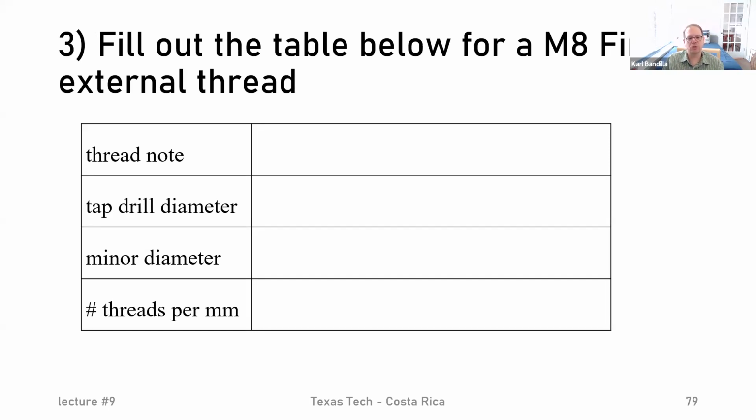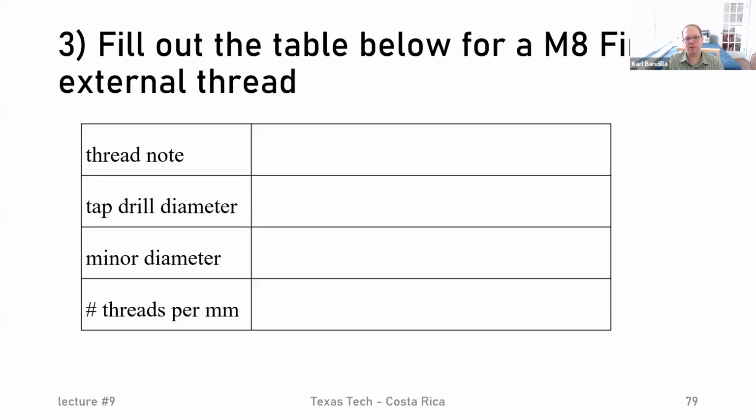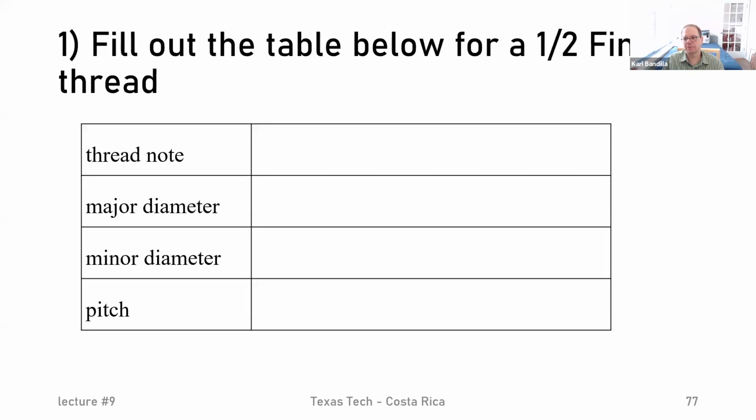And then also 2 for metric ones. One is an M8 fine, and here I want you to give the thread note, the tap drill diameter, and the minor diameter, and then the threads per millimeter. So again, do 1 over, and then the same for an M12, of course. All right, questions about any of that? And I think I will let you start working on it.